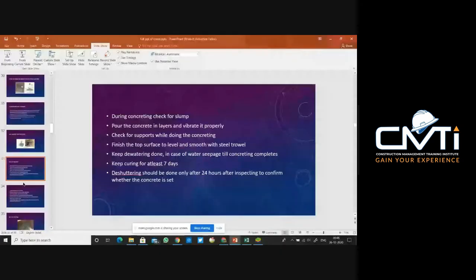Then during concreting, check for the slump. The slump value should be checked. Pour the concrete in layers. We have to pour the concrete in layers and vibrate it so that proper compaction may occur.